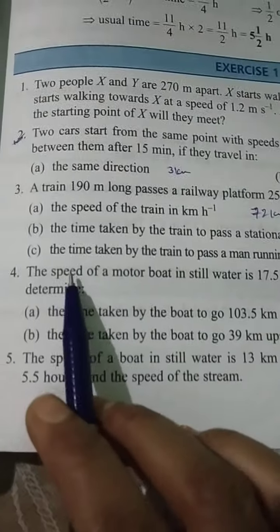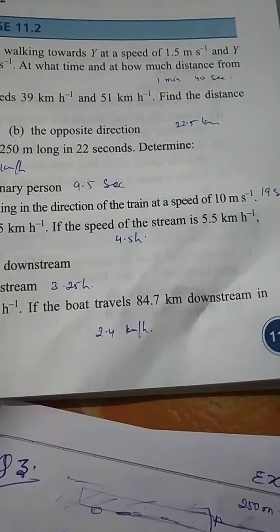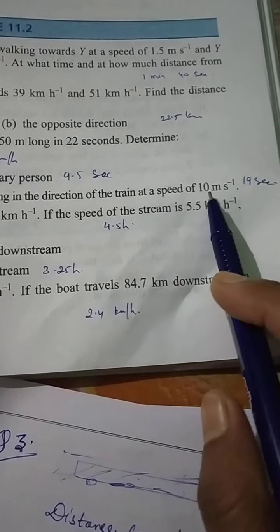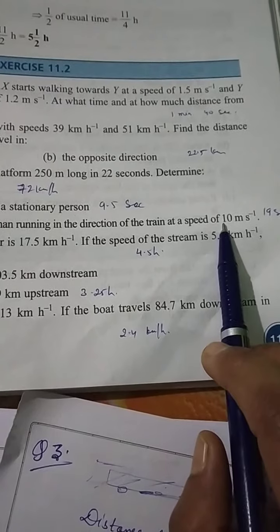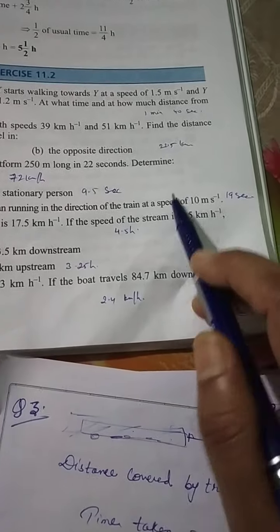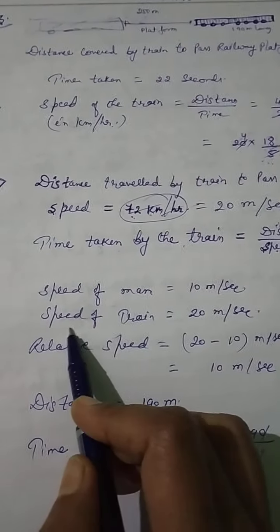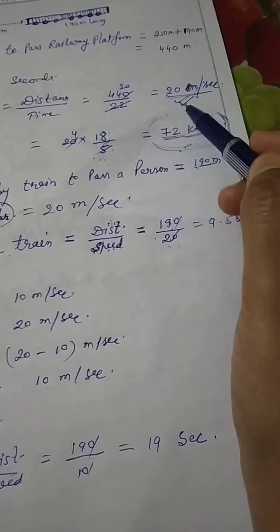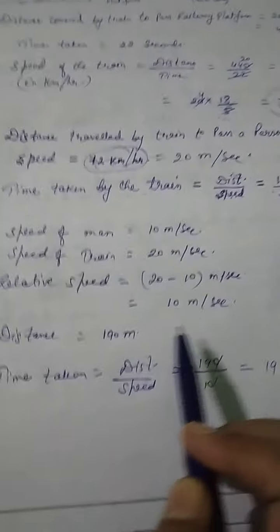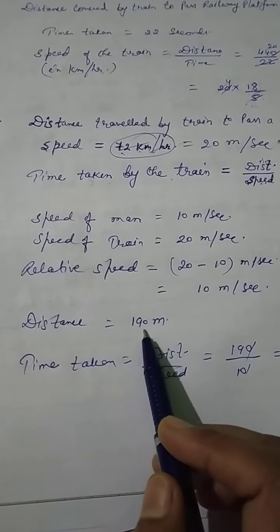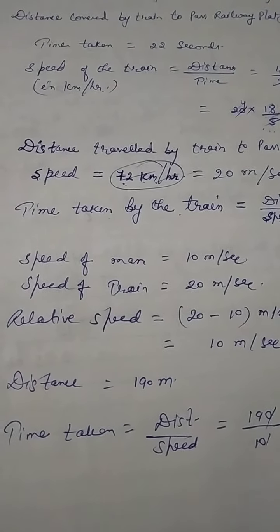Now the third question is the time taken by the train to pass a man running in the direction of the train at a speed of 10 meter per second. This man is running in the direction of the train, means the same direction. So in the same direction, what do we do? We just subtract, we have to take the difference of the speeds. So the speed of the man is 10 meter per second and the speed of the train we have taken out is 20 meter per second. So we will subtract. Relative speed is equal to 20 minus 10 is equal to 10 meter per second, and the distance is only 190 meter, because the man is running just in the direction of the train.